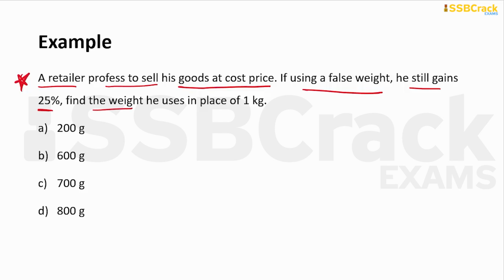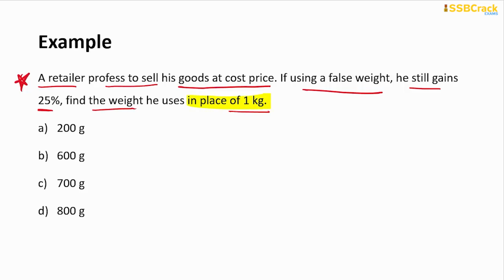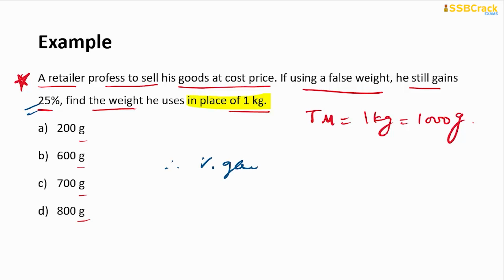So what is the weight that he is using in place of 1 kg? In place of 1 kg, it is mentioning that 1 kg is the actual measurement, the true measurement, and they ask you the false measurement. If you observe, the options are in grams. So we shall convert this true measurement Tm value, which is in kgs, into grams, which is nothing but 1000 grams, right? And hence let's recall the formula, because in the question we know that there is a gain percent for a dishonest dealer, 25%. So the formula for percentage gain by using false measurement is (Tm minus Fm) upon Fm into 100.